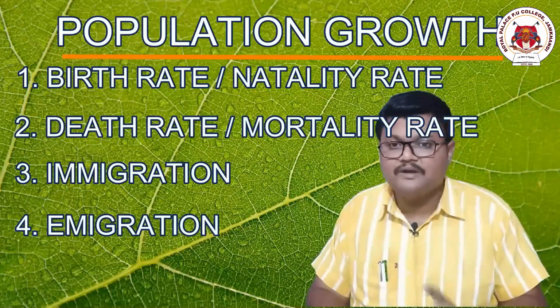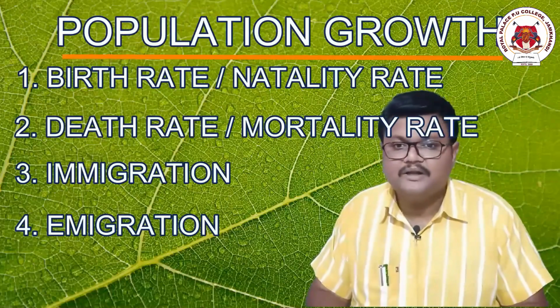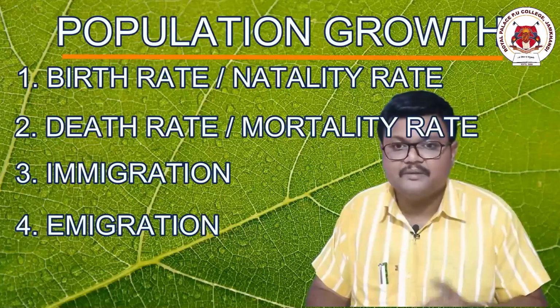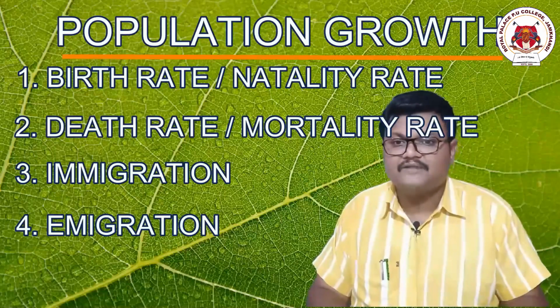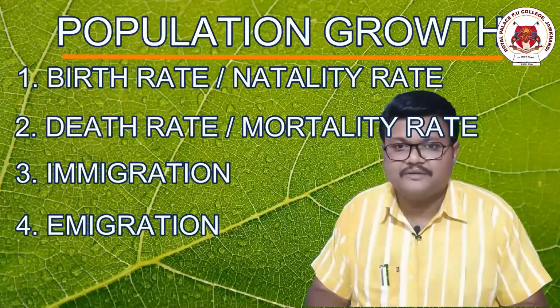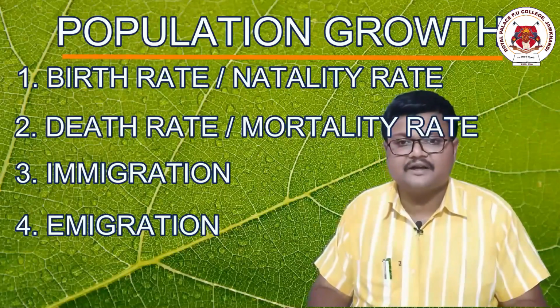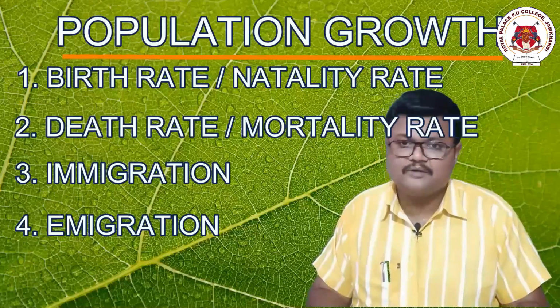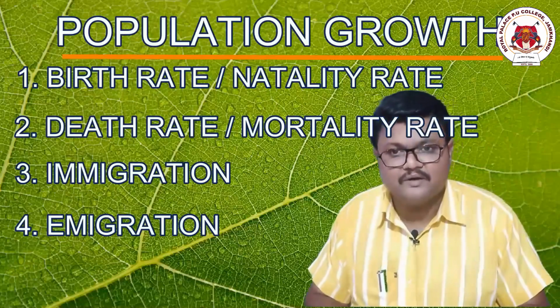Dear students, please do remember these 4 points, that is birth rate, death rate, immigration, emigration. As we already discussed, birth rate and death rate are nothing but the total number of births or deaths per 1000 individuals per 1 year of time.